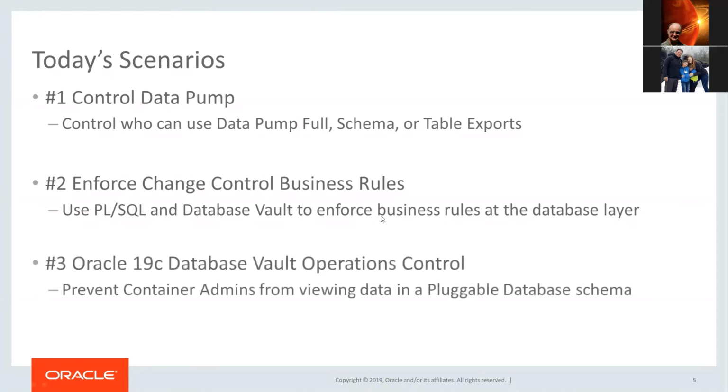All right, in our third scenario, we're going to look at a new Oracle Database 19c feature for Database Vault called Operations Control. We call it Ops Control for short. And this feature allows us to prevent our container administrators from viewing data in a pluggable database schema. So this is really powerful. We can allow our container administrators to perform administration, but not go in there and query our employee search data. And one of the beautiful things about Ops Control is just how simple it is, and you'll see that toward the end of the presentation today.